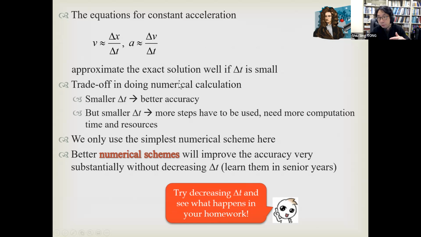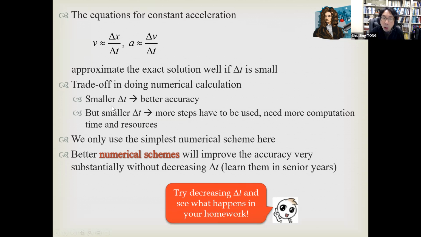So if you iterate these equations for a number of steps, errors will be introduced in each step, and so the error tends to accumulate with time. After you do it for 1,000 steps, for example, the error will have accumulated, and that will be noticeable. So there's always a trade-off in numerical calculation.